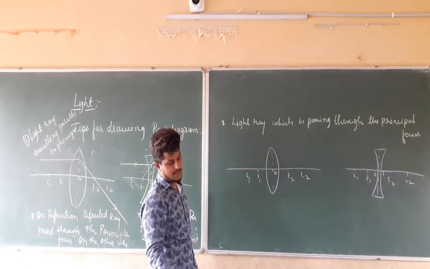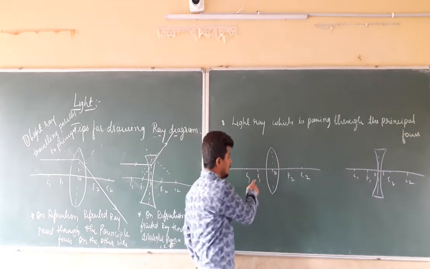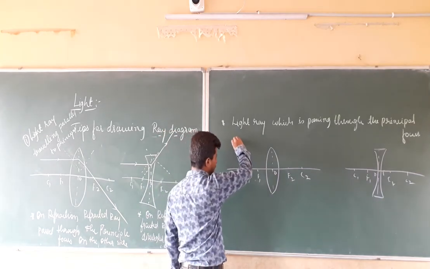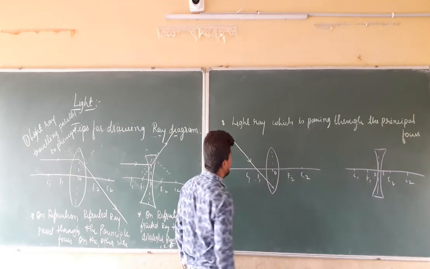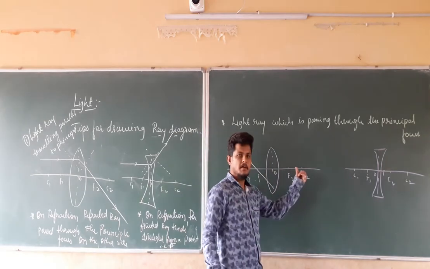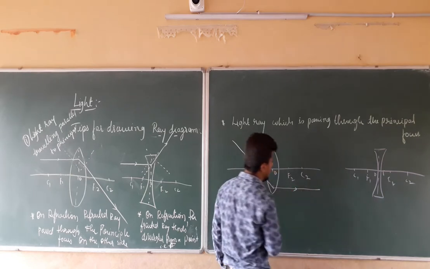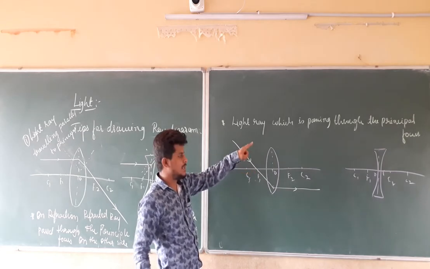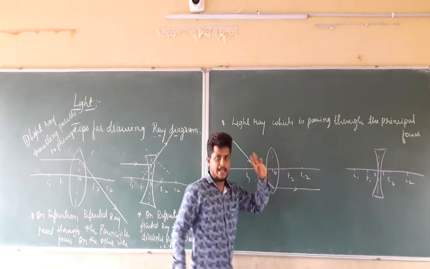We have to see that the light ray which is traveling, passing through the principal focus, what will happen after the refraction. Any light ray which is passing through the principal focus, on refraction from the convex lens, is going to travel parallel to the principal axis.